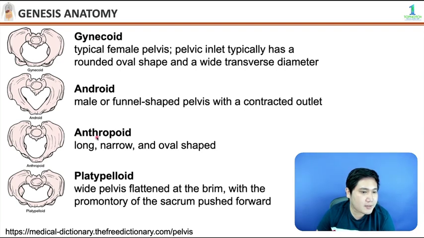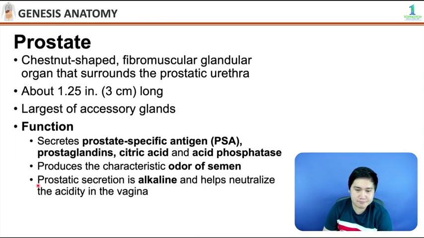Your anthropoid, okay, has a long, narrow, and oval shape. Ito naman, pag ganun, oval shape. Kung pansin nyo, siya lang yung medyo naiba yung transverse diameter. Mas narrow ang transverse diameter compared sa other types. Okay? While your platypeloid, okay? So mas malapad siya. Wider pelvis, flattened at the brim, okay? With the promontory pushed forward. Okay? Those are the types of your pelvis.